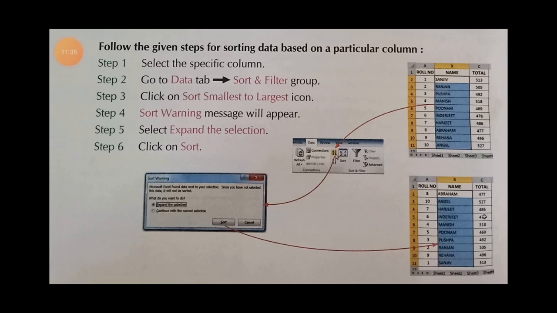Then a sort warning message will appear. Select Expand the selection. Two radio buttons are there. Click on the first radio button, Expand the selection. Then click on Sort. Then your data will be sorted, and we can see the data in ascending order. This is about sorting.